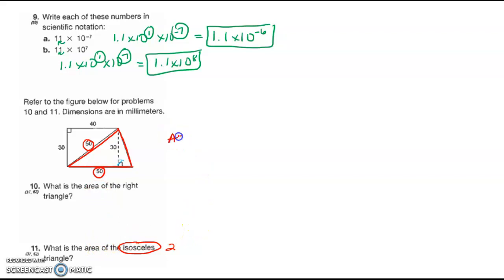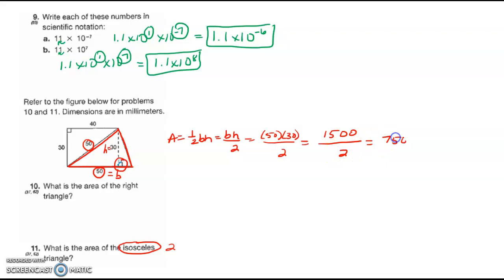So again, our area is 1/2 base times height, or base times height over 2. But our base and height have to make that 90-degree angle. So my height is 30 still, and my base is 50 because it makes that 90-degree angle there. So we have 50 times 30 over 2, which is 750 millimeters squared.